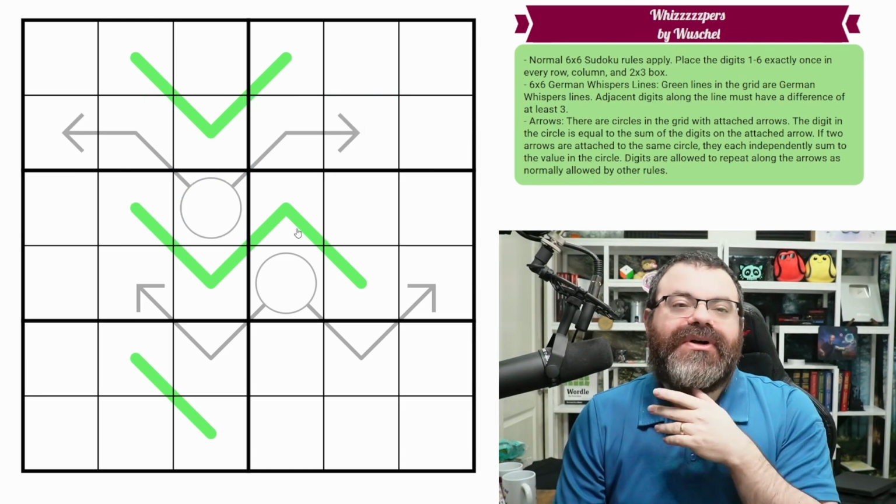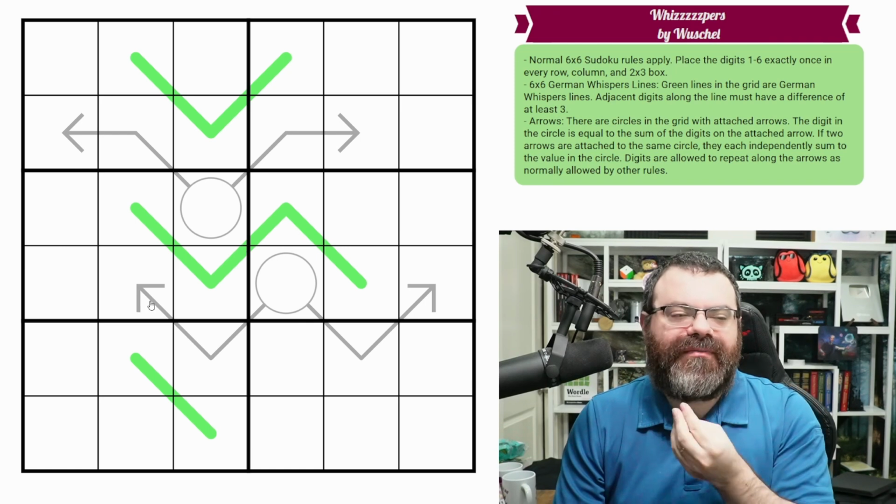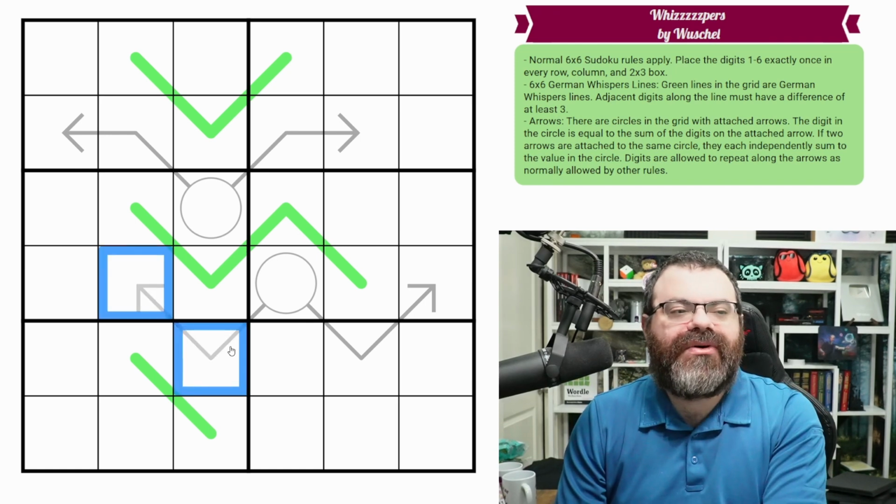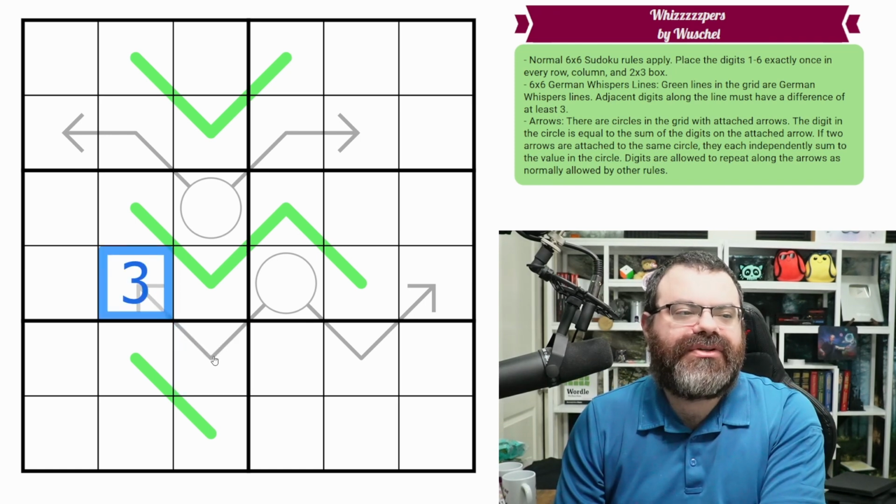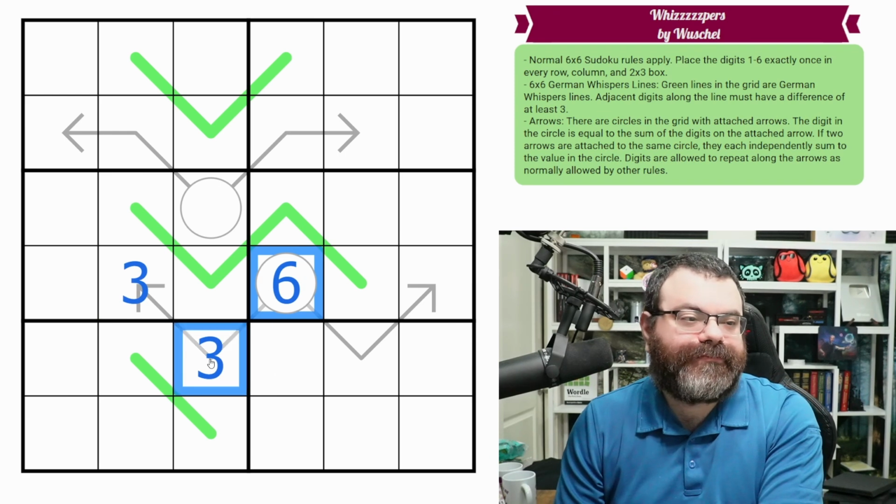Additionally, we always like to mention digits are allowed to repeat as normal. The arrows don't add a non-repeat rule. So we could do 3 plus 3 is 6 here, for example.